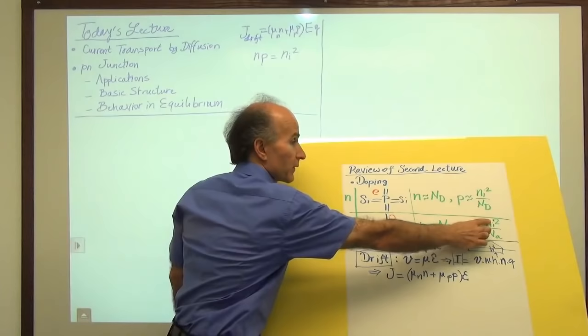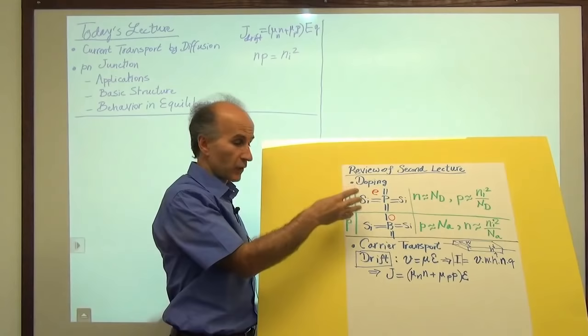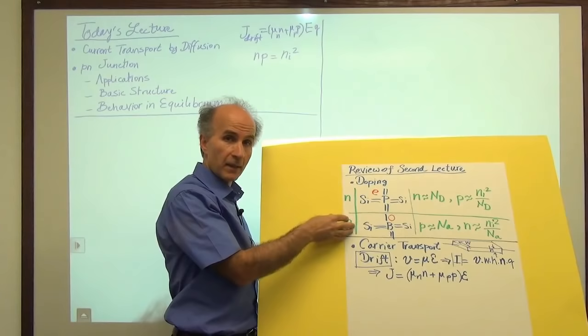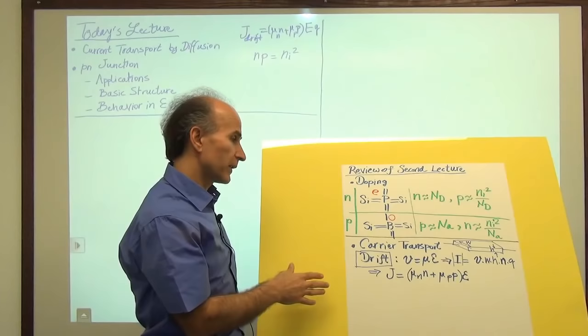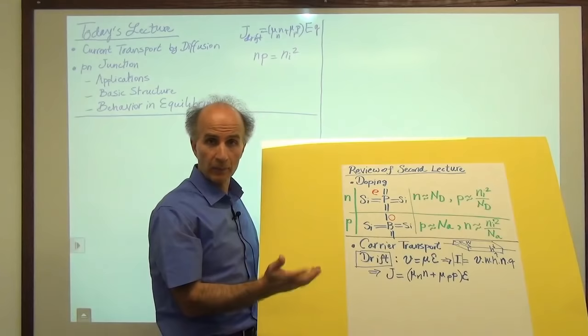So these two types of doping help us create majority carriers in the form of electrons, or majority carriers in the form of holes. And as we will see in a few minutes, this is the basis for building a PN junction. Now, we also started looking at carrier transport, meaning how charge moves in semiconductors. And we considered a piece of silicon with some amount of doping in it, N-type or P-type, and with a width of W and a thickness of H.